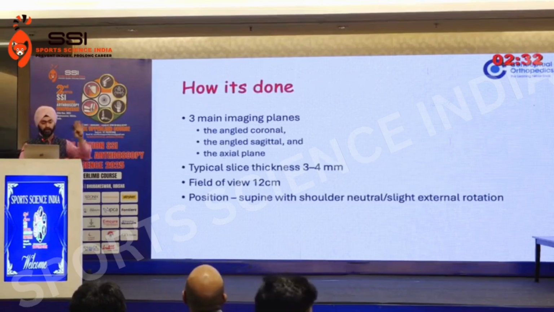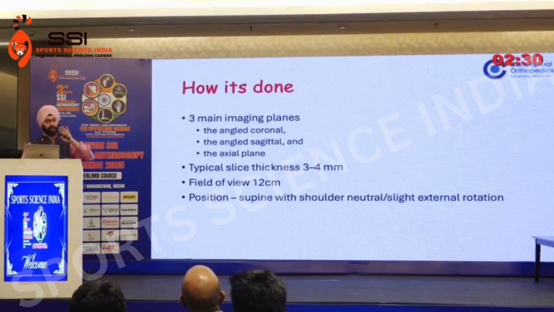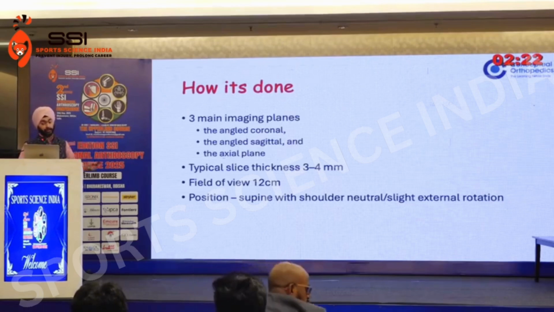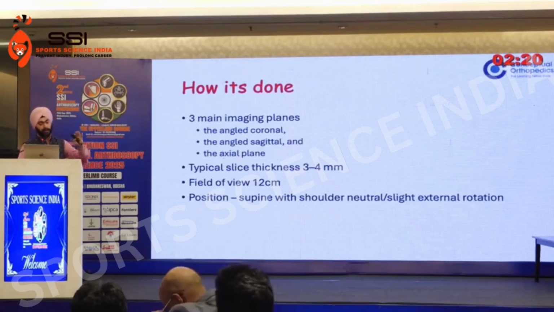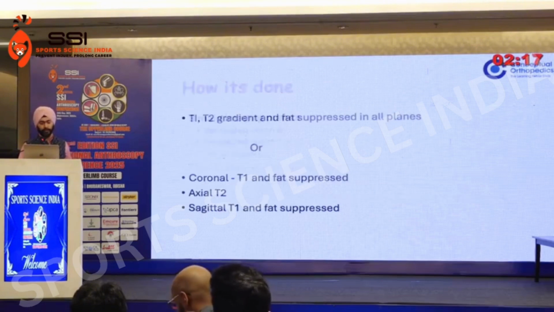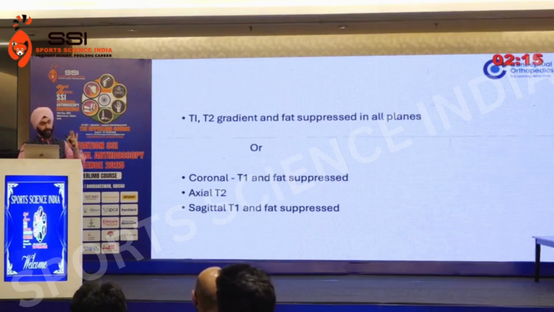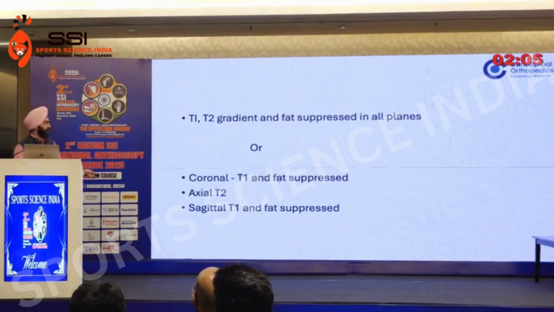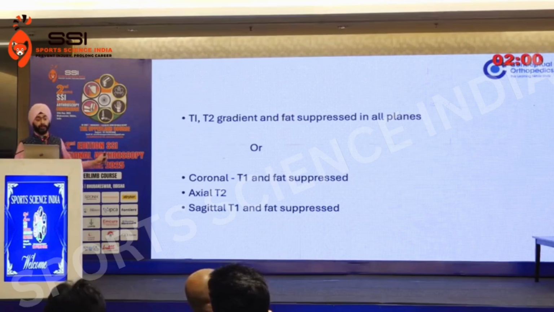So how it's done: 3 planes. Coronal, it's not a proper coronal, it's an angled coronal, perpendicular to your supraspinatus fibers. Angled sagittal, parallel to your supraspinatus fibers, and an axial plane. Normal slice thickness is about 3 mm. Ideally you should have all 3 planes in T1, T2 and fat suppressed, but usually you don't get that. What you need is at least these 5: coronal T1 and fat suppressed, axial T2, and sagittal T1 and fat suppressed. This is the bare minimum. Most of us don't get this done.